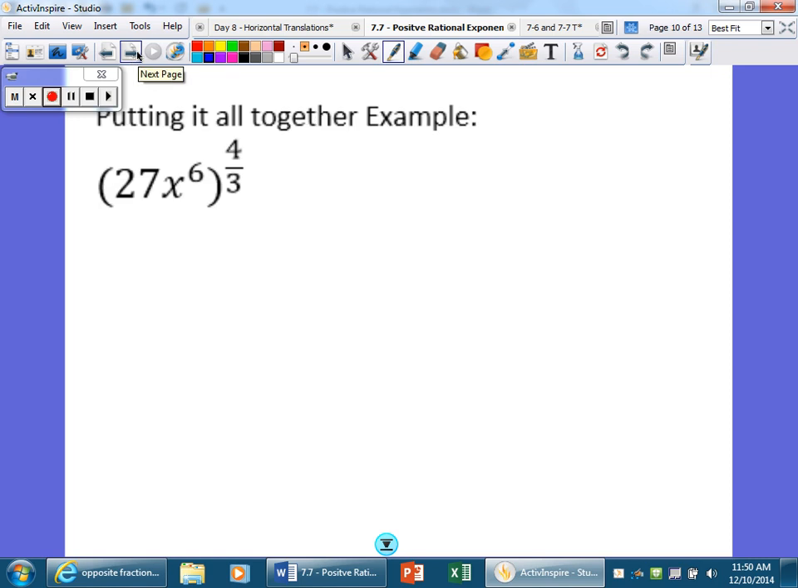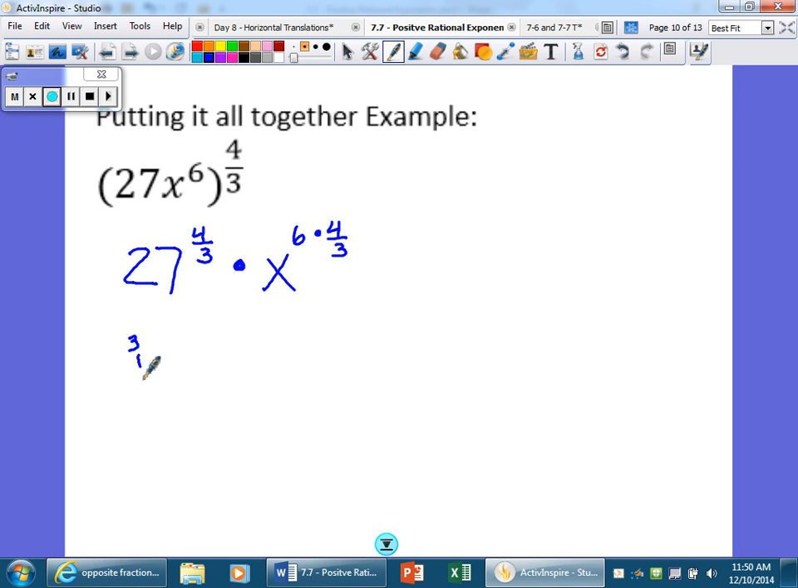Alright, so now we're going to put all of it together that we've done. We're going to put the numbers and the variables all together. So what I do is I'm just going to create two separate problems for myself. The first one is going to be 27 to the 4 over 3. And then the second one is going to be x to the 6 times 4 over 3. Now we should be able to do this one already pretty well.